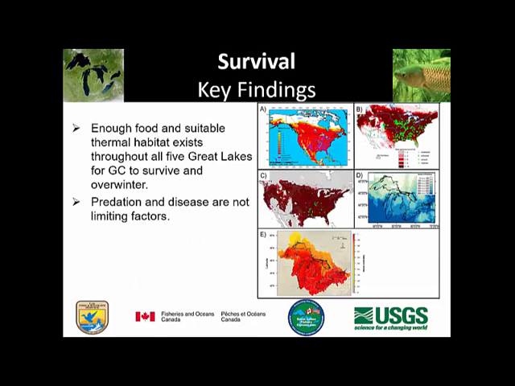If we think about survival, I think there's really no question here. There are no barriers to survival to grass carp across the Great Lakes Basin. There's plenty of food and thermal habitat across all 5 Great Lakes for overwinter survival. We don't believe predation and disease are limiting factors. In fact, we couldn't find any known factors to preclude survival of these fishes in the Great Lakes.